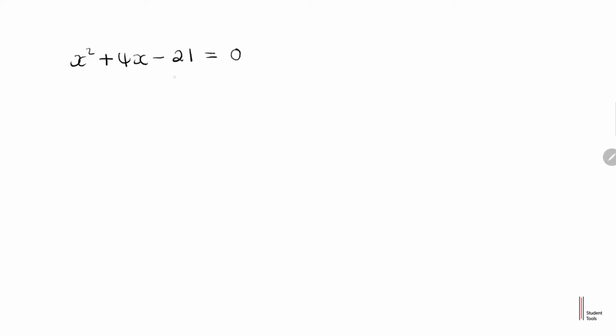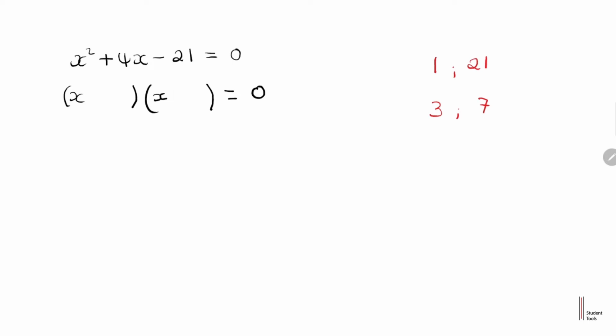To factorize this quadratic expression, we have 2 brackets which will be equal to 0. And here we will have an x, also here an x. Then for the other part, we have to find factors of 21. So factors of 21, we have 1 and 21. We also have 3 and 7. And those are the factors of 21.